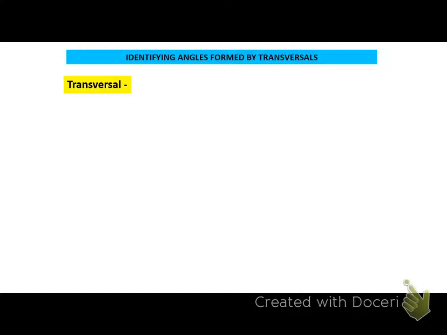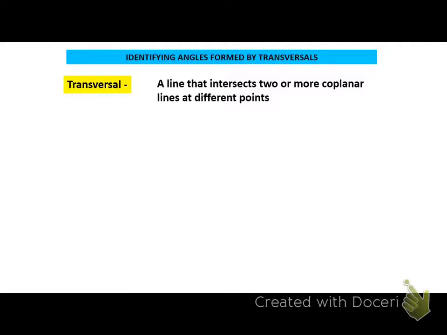So the definition you're going to write down: a transversal is a line that intersects two or more coplanar lines at different points.